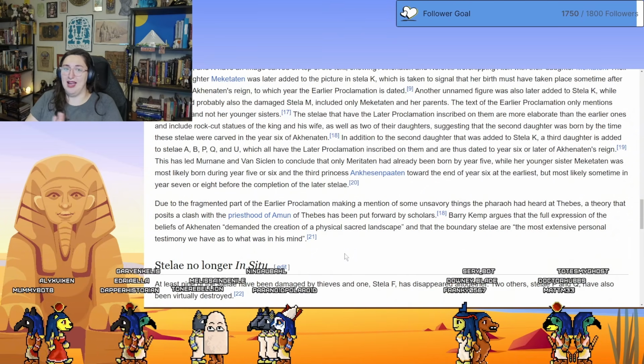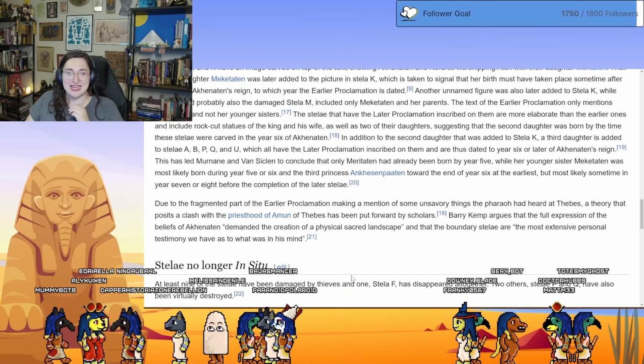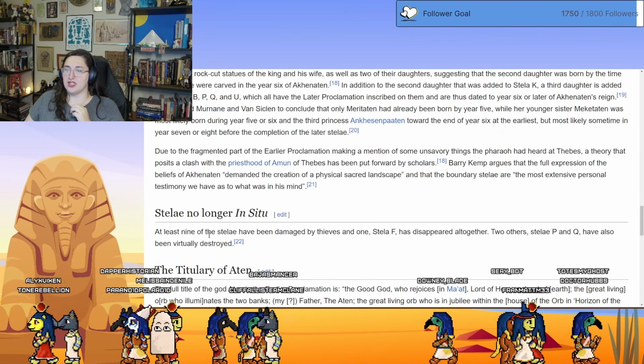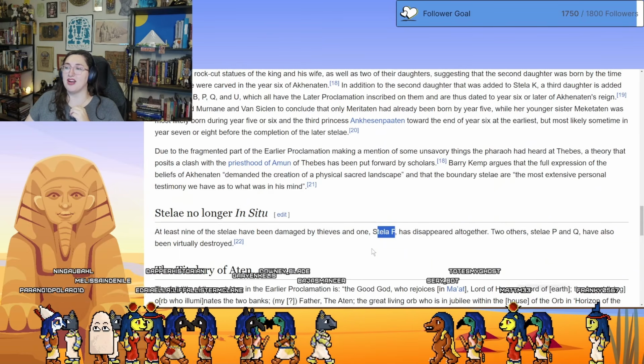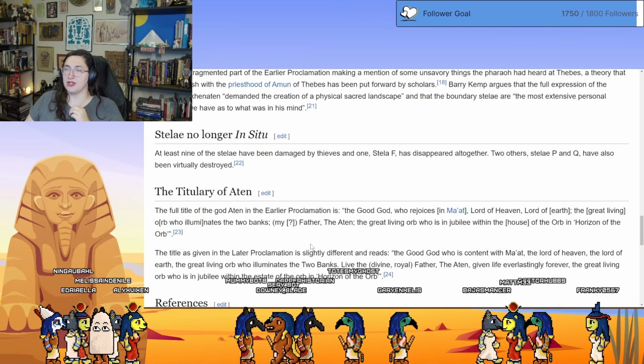R.I.P. Barry Kemp, man. Literally the exact same thing I was thinking. Like, it's a personal testimony. So at least 9 of the stela have been damaged by thieves, and 1, Stela F, has disappeared altogether. 2 other stelas, P and Q, have also been virtually destroyed.